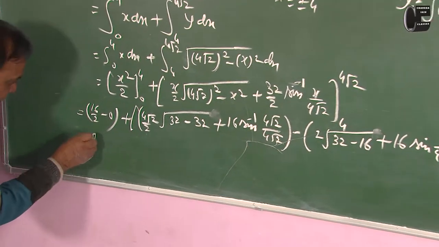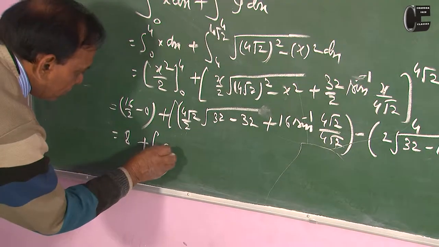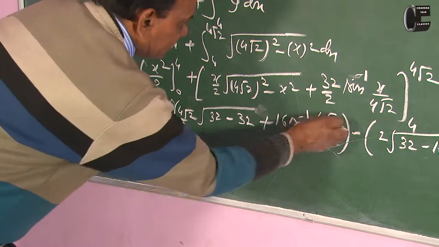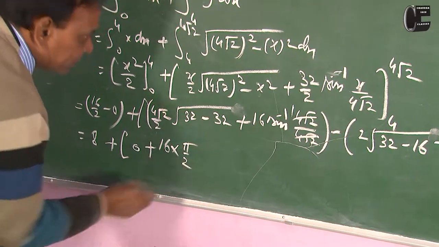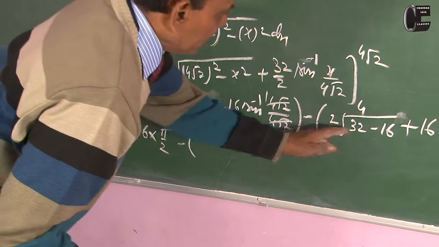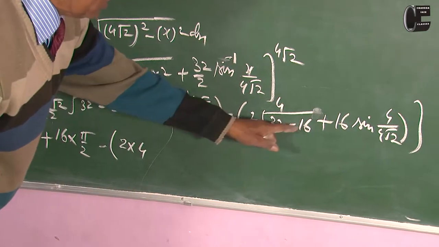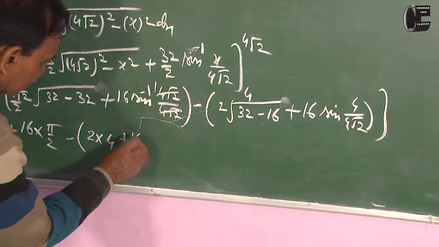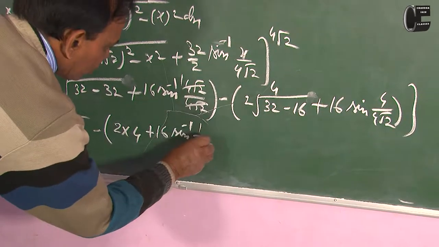This is 8 plus this is 0, 16, yes, this is 1, sine inverse 1, pi by 2, minus the lower limit, yes, 2 into 4, 32 minus 16 is square 4, plus 16 sine inverse 1 by root 2.